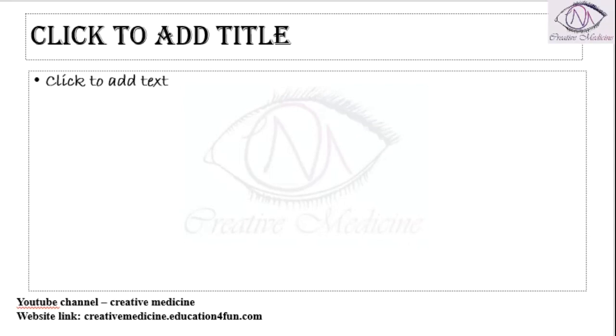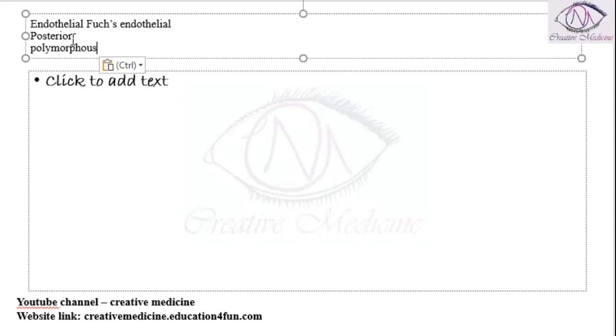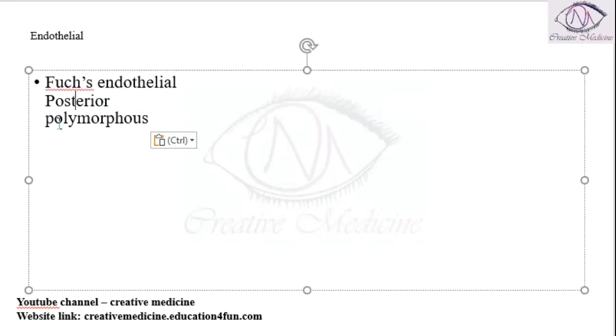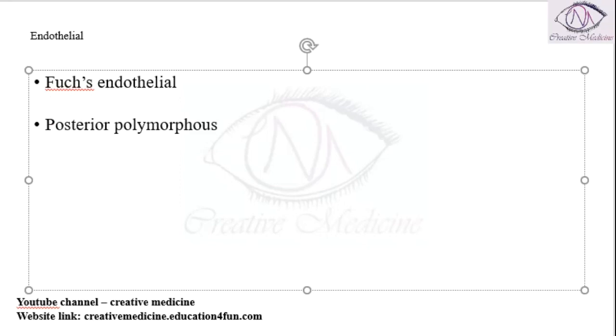Then we have endothelial dystrophy. Endothelial dystrophy is of two types. We have Fuchs endothelial dystrophy and posterior polymorphous dystrophy. These are the types of corneal dystrophies.